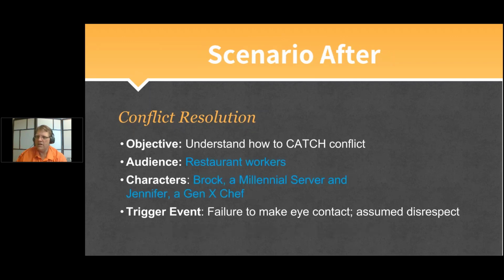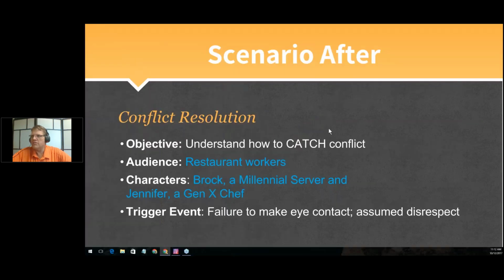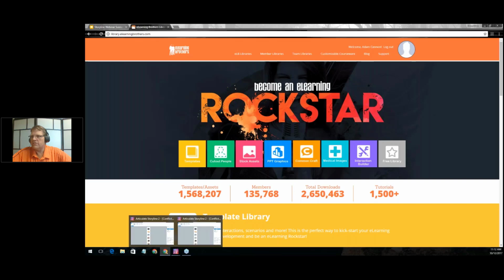And so we're going to look at it as our audience is restaurant workers. Maybe we own a restaurant and we're trying to train our staff. And so we're going to have our characters, Brock, who's a millennial server, and Jennifer, who is a Gen X chef. And so we're keeping that trigger event the same, but we're changing up the characters and the scenario a little bit. So we're going to jump out of this and go into our customizable courseware and look at that.